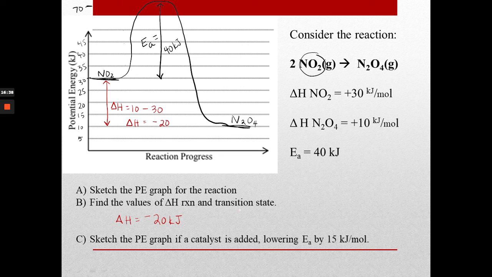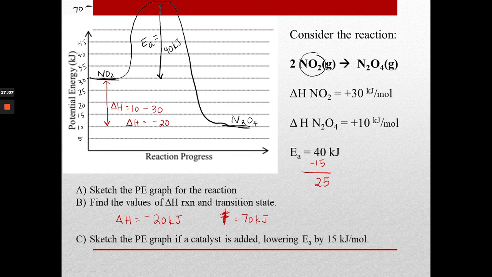Okay. And my transition state, that's up here on the very tippy top of the graph where I can't see it. So my transition state is up at 70 kilojoules. There's my little transition state sign. Okay. And then it says to sketch it if a catalyst is added, lowering the activation energy by 15. So instead of requiring 40, it's going to require only, what is that, 25?